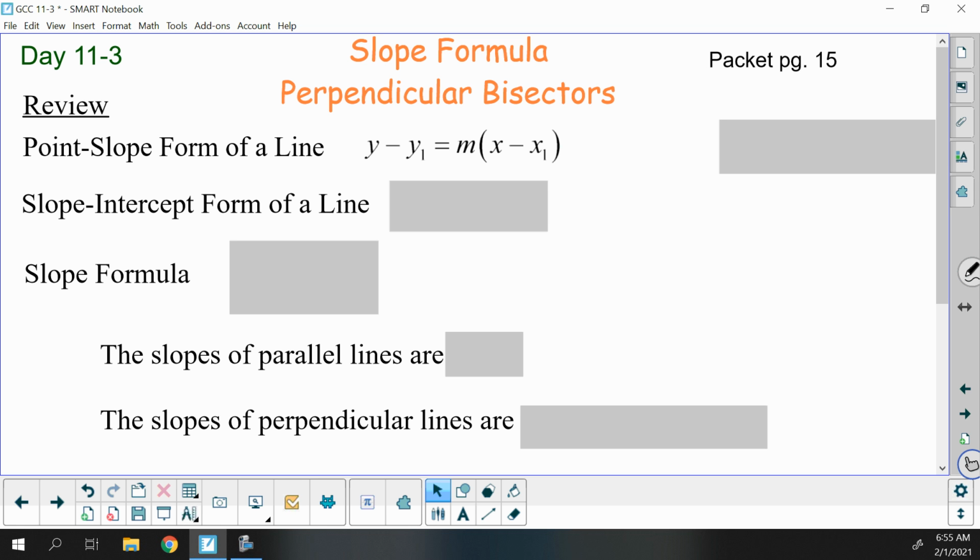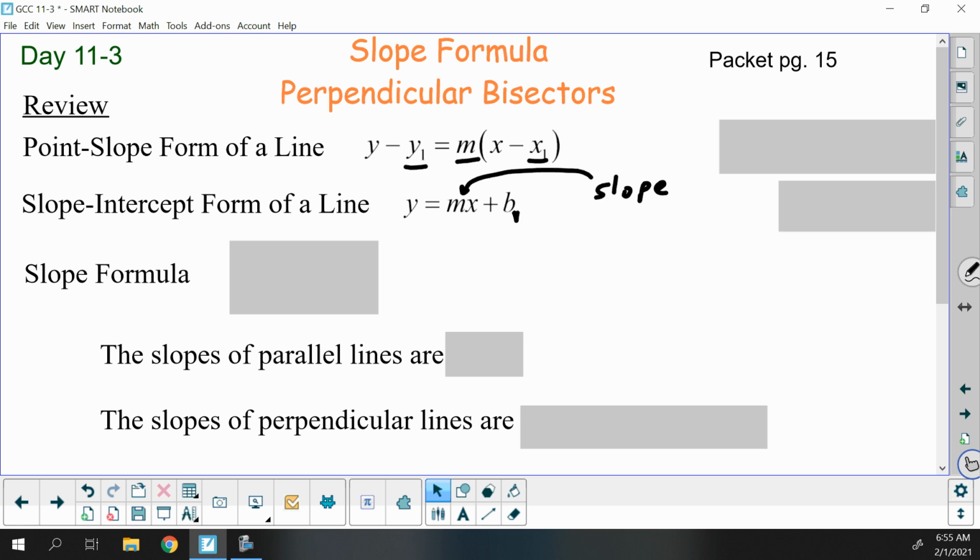When we work with that form, we fill in for the y1, the x1, and the slope, and then that's your equation. In this unit, we're going to work with the form that you saw in algebra in middle school more, y equals mx plus b, our slope-intercept form, where m is our slope and b is our y-intercept.